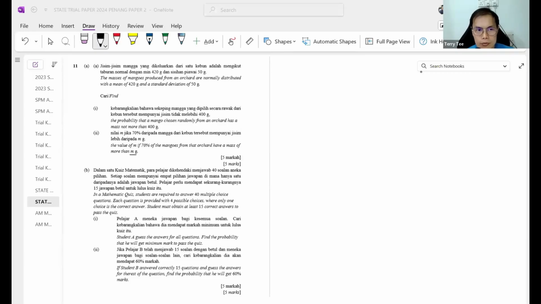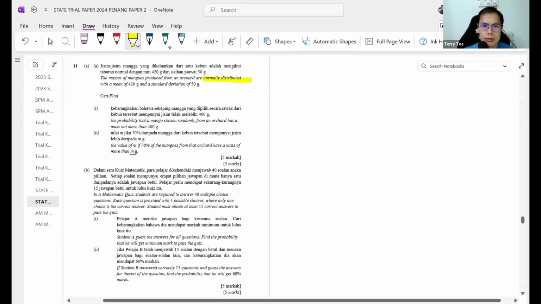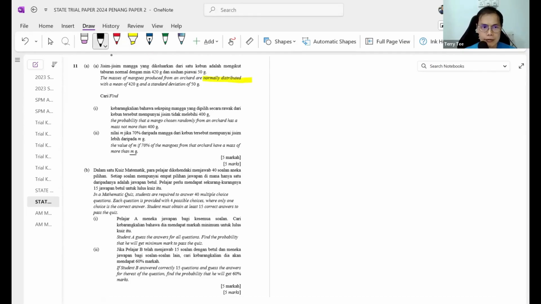Okay, let's move on to question number 11. This is from Form 5, Chapter 5, Probability Distribution. So the first part is a normal distribution. You can see the question mentioned the masses of mangoes from an orchard are normally distributed with a mean of 420 and a standard deviation of 50. So you're supposed to find the probability that a mango chosen randomly has mass not more than 400. Now, when we say not more than 400, it means x can be less than or equal to 400.